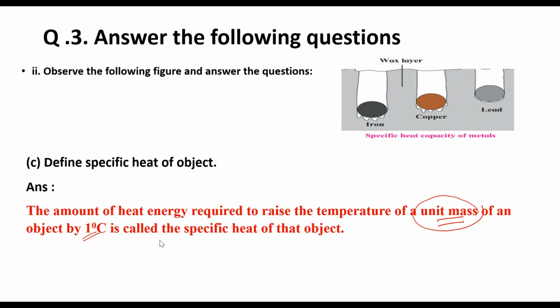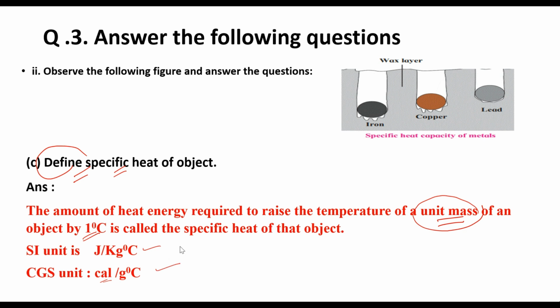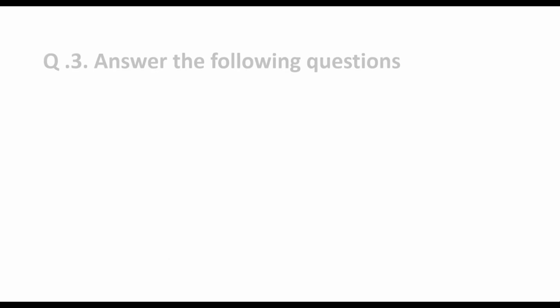Here again I have not only written the definition of specific heat, but some extra information as well. Its SI unit is joule per kg degree Celsius, and its CGS unit is calorie per gram degree Celsius. Though the question asks only to define, I have written both the MKS and CGS units.